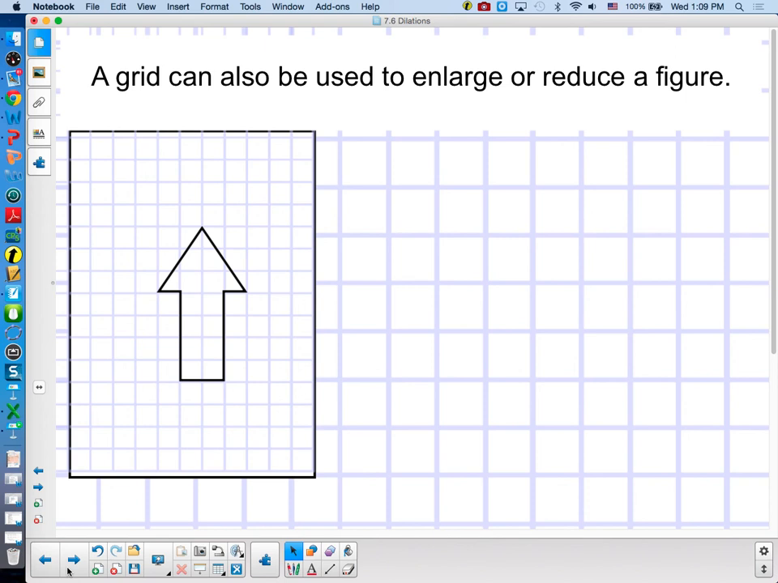Well, if I were to draw this arrow here, let's see, if I start here, how far do I have to go down to get to this corner? Go down 1, 2, 3, to the right 2.